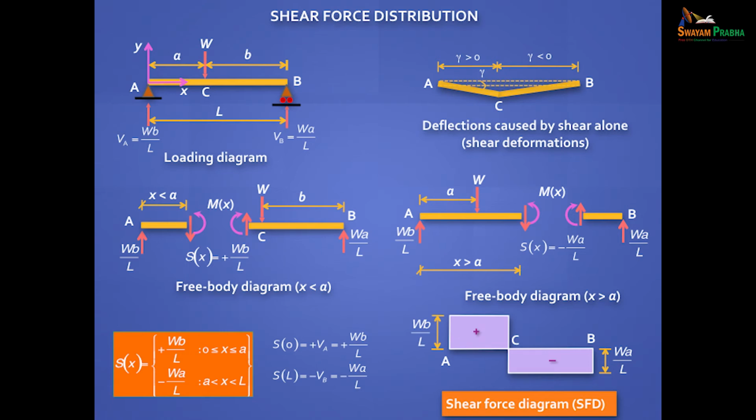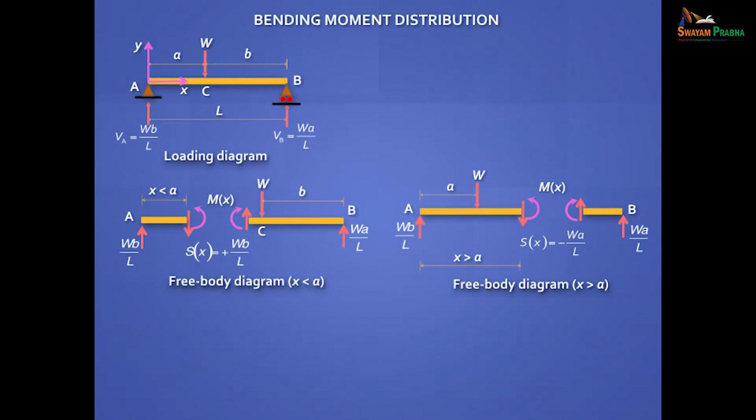This entire stretch on this side up is WA by L. Correct. Good. Next, bending moment. Similarly, if you apply equilibrium, you can derive an expression for M of x here. M of x is this into this distance.